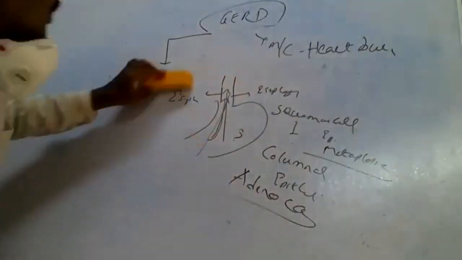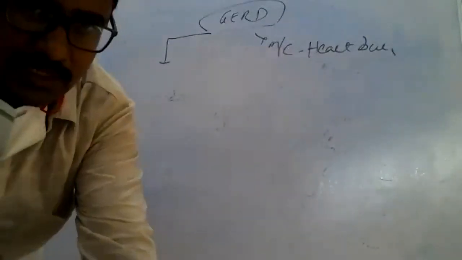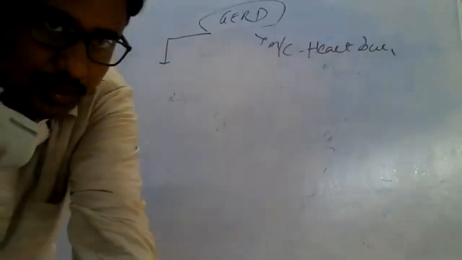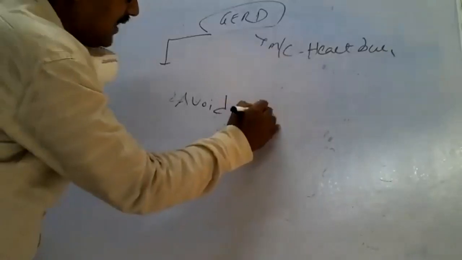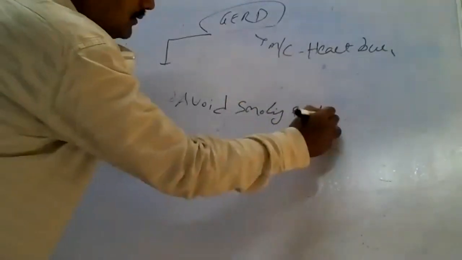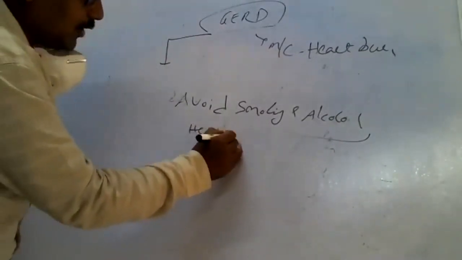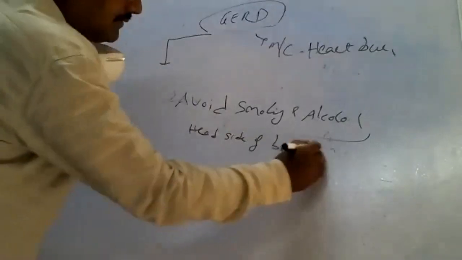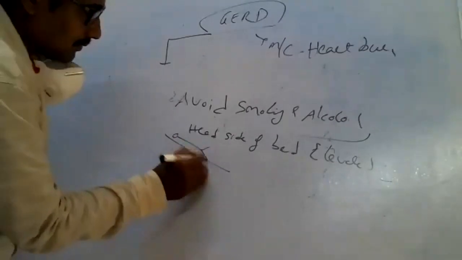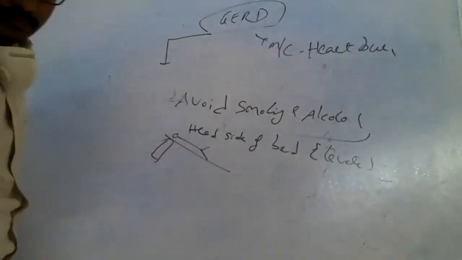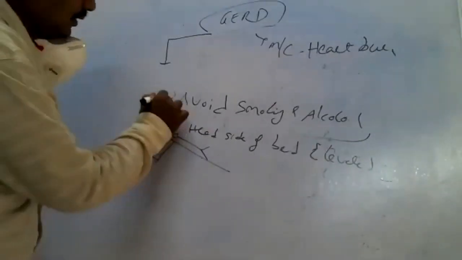So, what are all the advices you will give to your family members to prevent this GERD? You will tell them to avoid smoking and alcohol. Keep the head side of the bed elevated. That means you sleep like this, keeping the head elevated, so that there won't be any reflux of the acid.